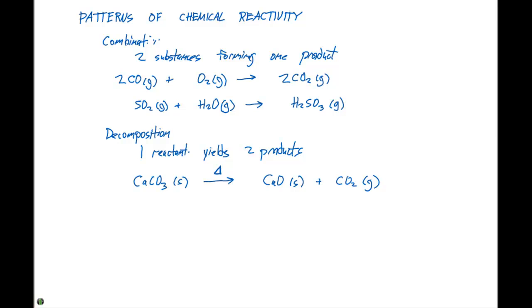reaction forward. Another example of this is if we have water in its liquid form and we perform electrolysis, we can get the products hydrogen gas and oxygen gas. In terms of balancing this particular reaction, we have 1 oxygen on the left and 2 on the right. So we need to put a 2 in front of the water. That gives us 2 oxygens, but now we have 4 hydrogens on the left, and we need 4 on the right. So we need to put a 2 in front of the H2 gas. So there's 2 examples of decomposition reactions.